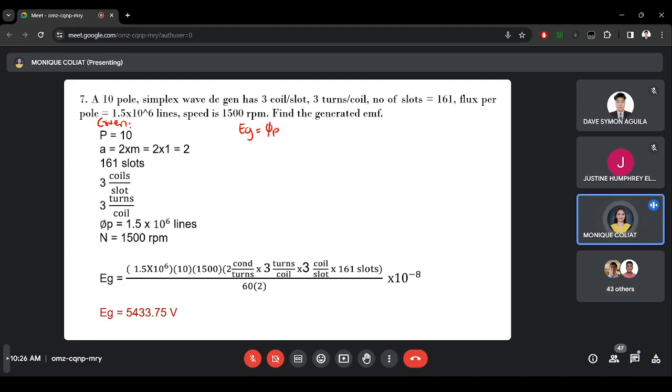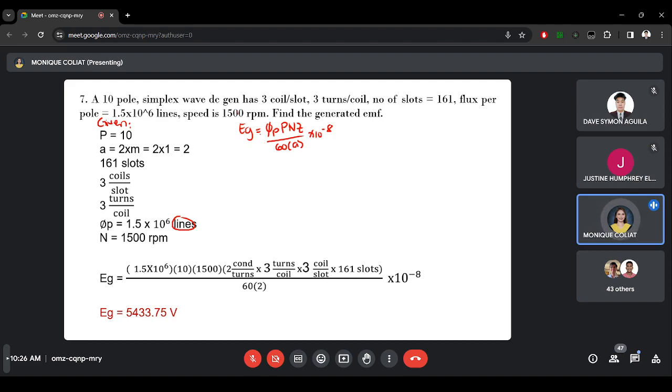We have flux per pole, P and Z over 60 times A, times 10 raised to negative 8. Why? Because our flux per pole, 0.4651, is in terms of lines. So look at your formula.